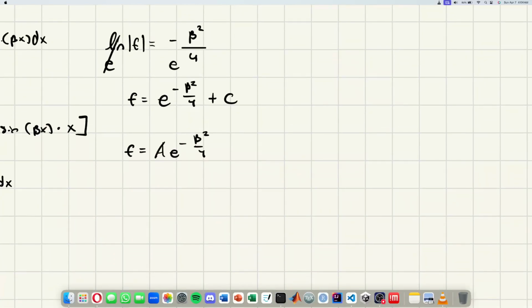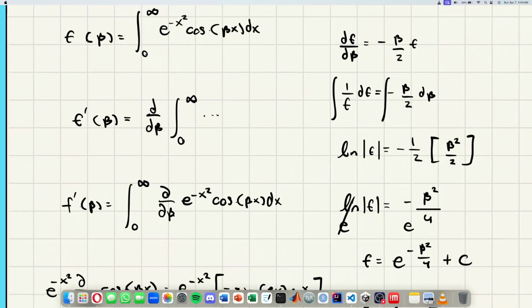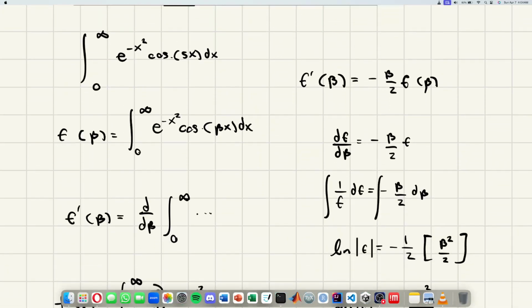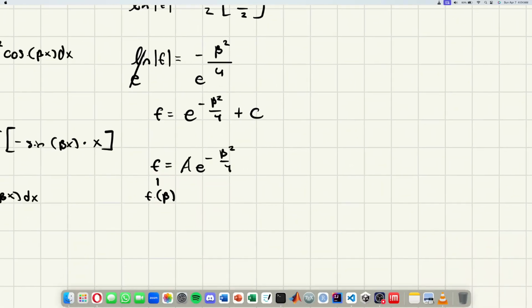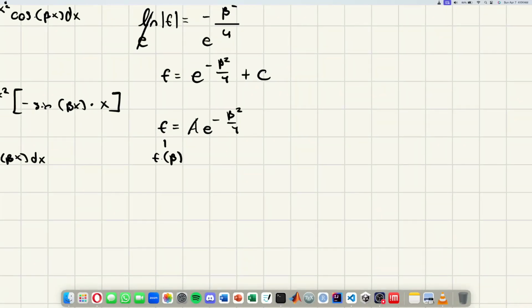So now we've found f of beta. This is f of beta. I just wasn't being explicit. So then in your head you're saying, well, that's the solution to the differential equation, or to the integral, because we were trying to find f of beta, and we solved this integral and found what f of beta is. So now it's just a e to the minus beta squared over 4.